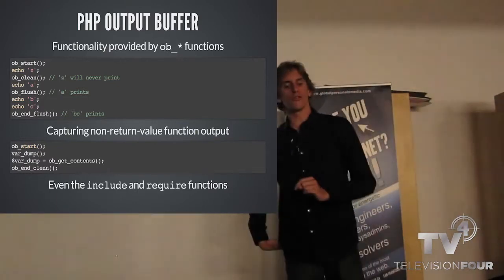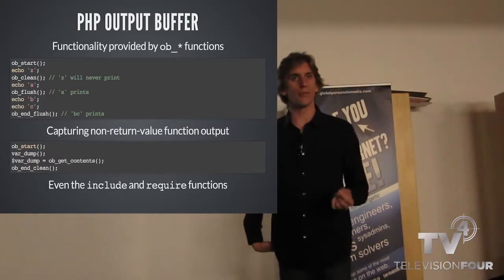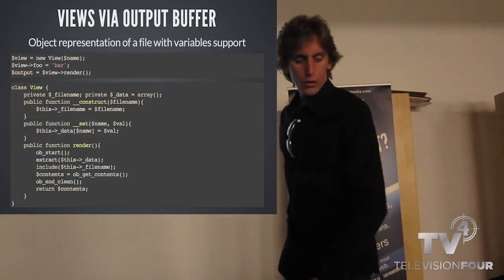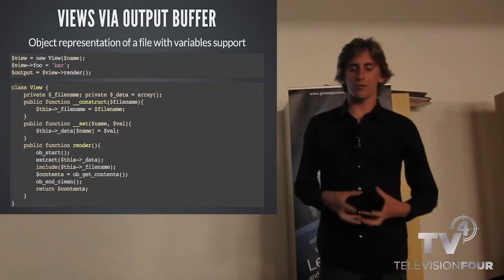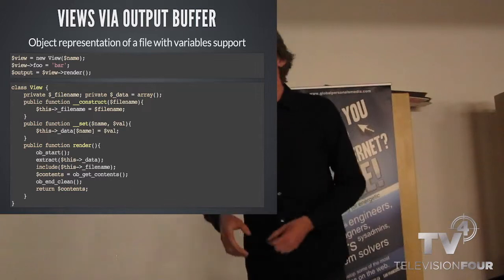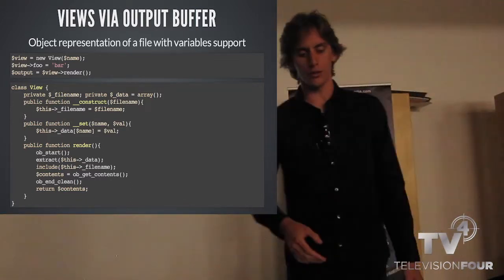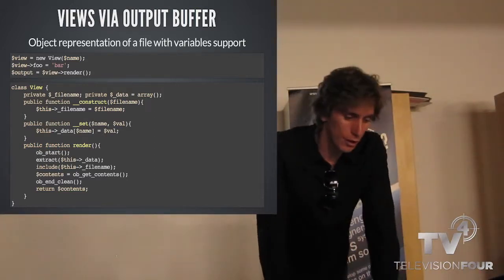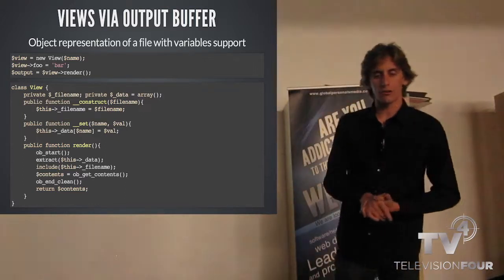And more than var dump, you can also do this on include and require functions. This is how views in MVC are generally implemented. The idea of a view, for those that maybe aren't too familiar, is that you've got an object that's representing a file, and you've got some variable support. So you can push variables into this object that will then become available in the view. This is an example. I just said new view, and I've pushed bar into this foo attribute.